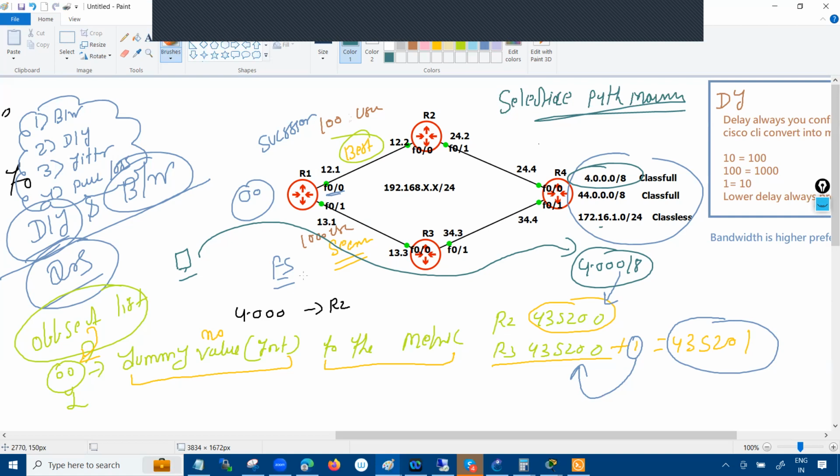So in this case, what happened? I will utilize this particular link as well as this link. And you know what happened? If this link goes down, the best path, I still have a backup path for this network as well. That's the beauty you have with selective path manipulation. How can you achieve it? A simple formula: whenever selective comes in the picture, remember the VLAN access list concept. Same concept over there.